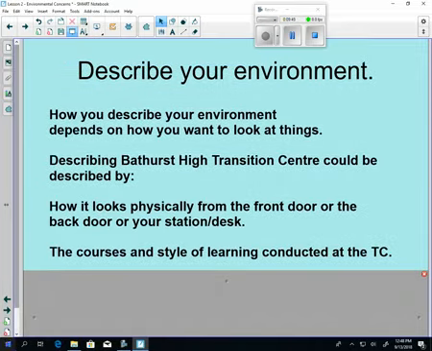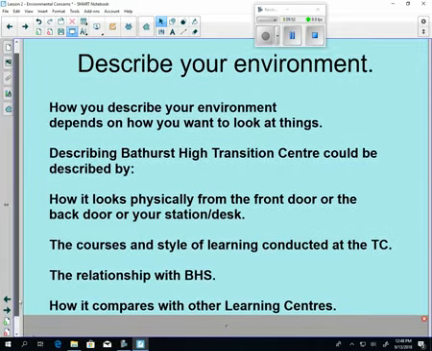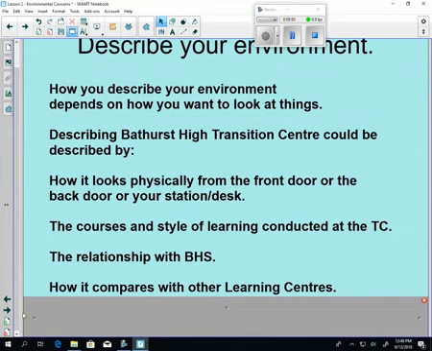It's all the same place, but there's a physical description, there's a way of looking at it, and then the relationship with BHS. Well, how are we related to BHS? This is a part of Bathurst High School.